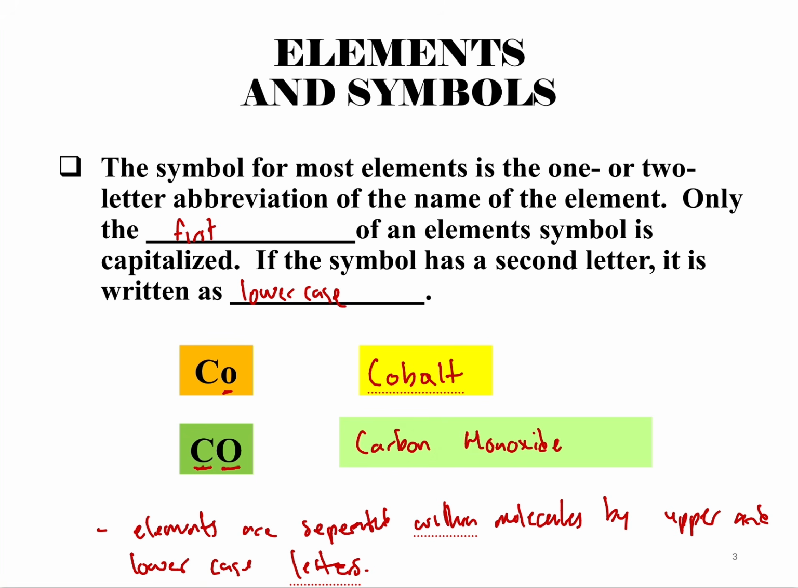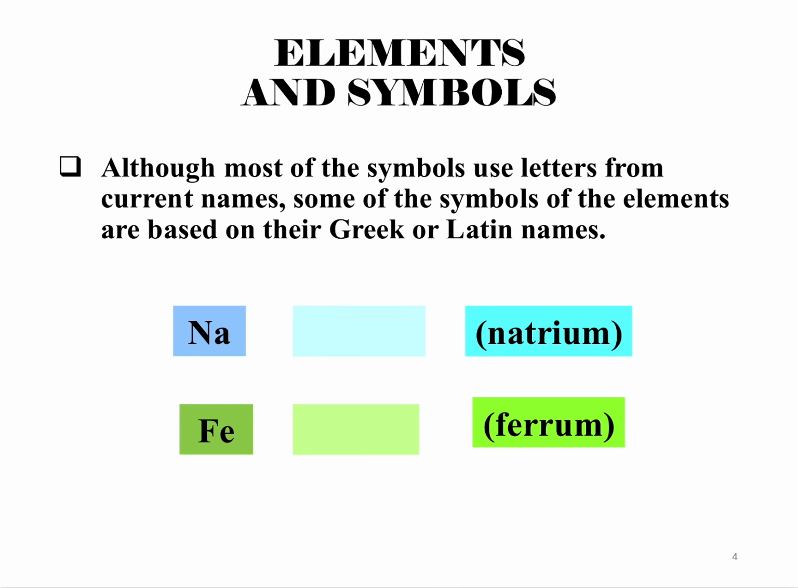So cobalt is a relatively intuitive one, but a lot of the elements get their name from their Greek or Latin names. So for example, Na comes from natrium, but this element is called sodium. The same thing like in sodium chloride, like what you have in your table salt. Fe is a Latin name, ferrum, but this is what we refer to as iron, a metal that a lot of us are very familiar with.